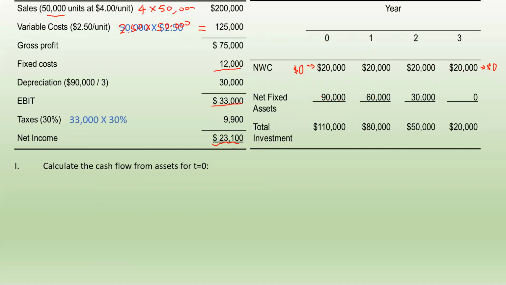So this is the book value. You spend 90,000, so on the balance sheet you have 90,000 of net fixed assets. After a year, you will depreciate 30,000, one-third. Then the book value will change to 60,000. In year 2, the book value changes to 30,000. And at year 3, this equipment is fully depreciated, so the book value becomes 0.